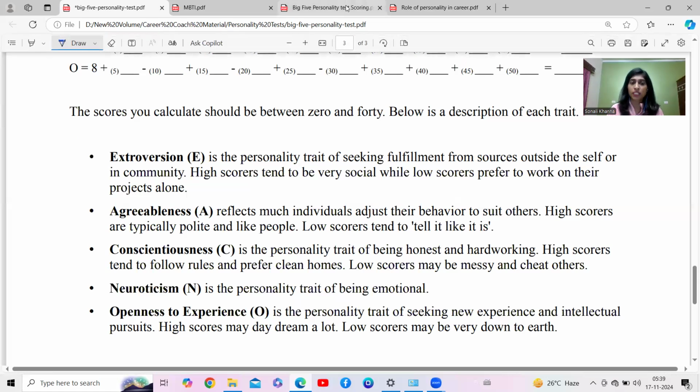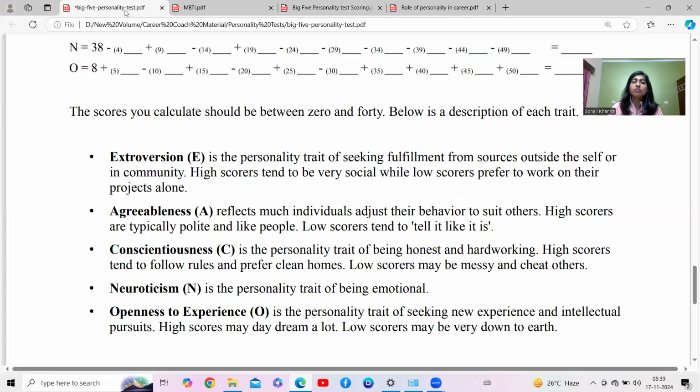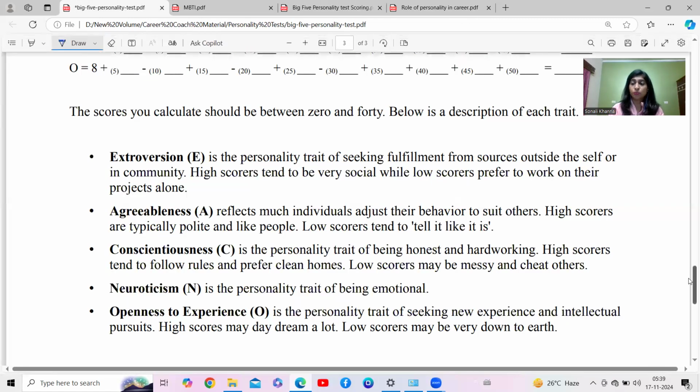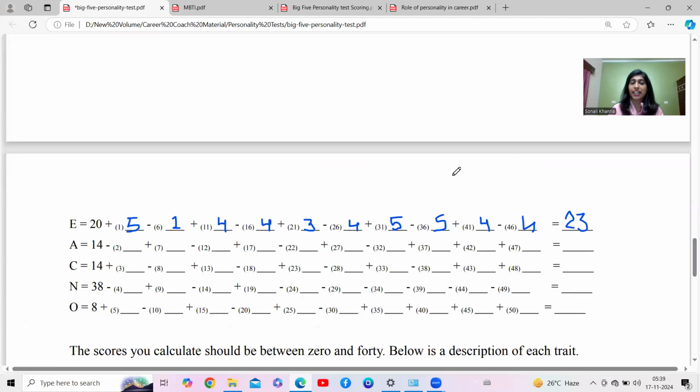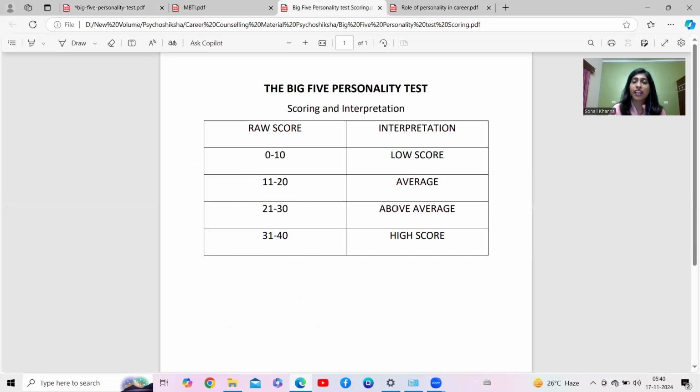Now we move on to the interpretation part. If your subject has got a raw score of 0 to 10, it means it's a low score. If the subject has got a score of 11 to 20, it means it's average. And 21 to 30 is above average, and 31 to 40 is a high score. Now here, our subject has got a score of 23 in extroversion. It means that the subject is above average.